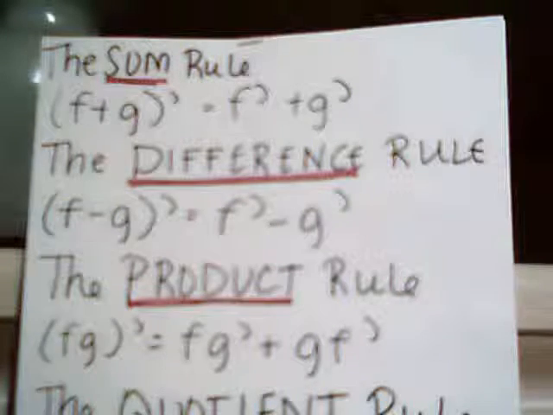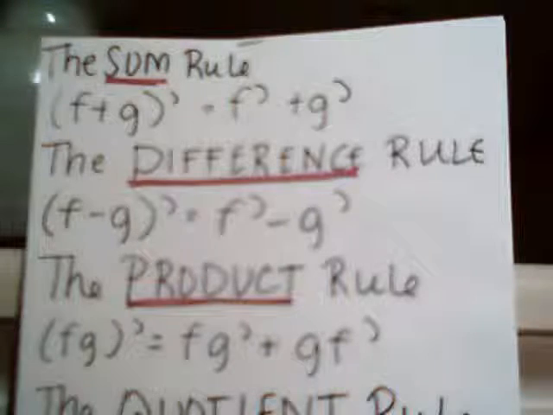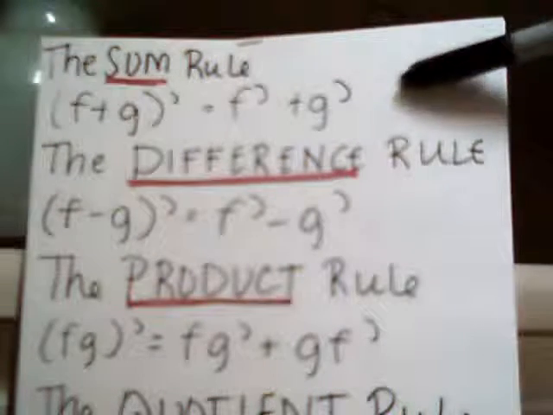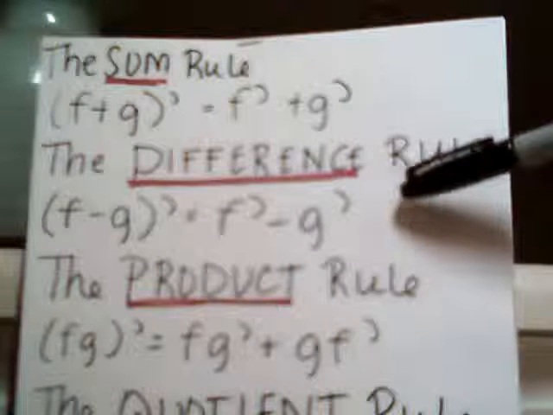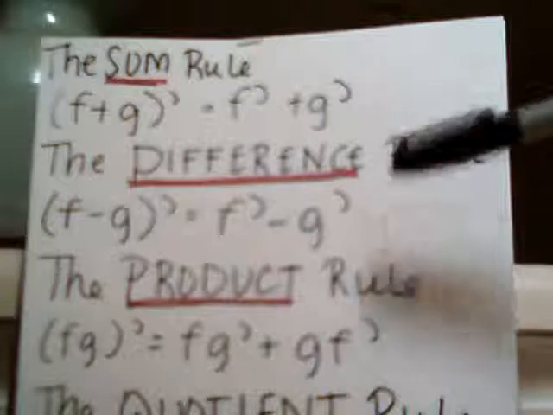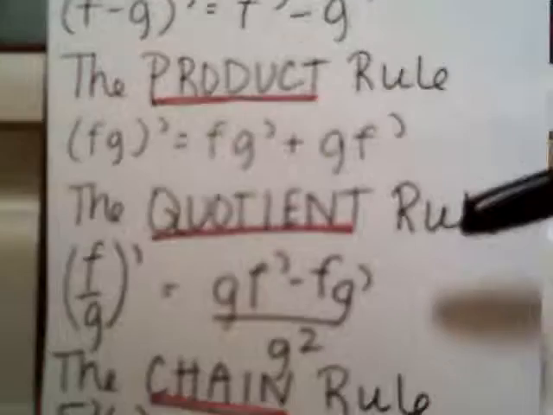As you can imagine, there are many different types of functions that are differentiable. To find the derivative of the sum of two functions, you can use the sum rule. To find the derivative of the difference of two functions, you can use the difference rule. To find the derivative of the product of two functions, you can use the product rule. To find the derivative of the quotient of two functions, you can use the quotient rule.